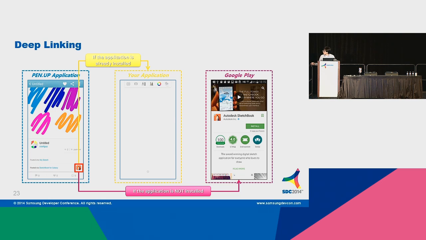So this application icon has the link to launch your application or download it from Google Play. So when this icon is clicked, if your application is already installed in the user's device, then your application is launched. If your application is not installed, then Google Play is launched to download your application. So actually, this application icon is displayed only in the detail view of the posted artwork, but will expose your application to PEN.UP users more and more with various ways.